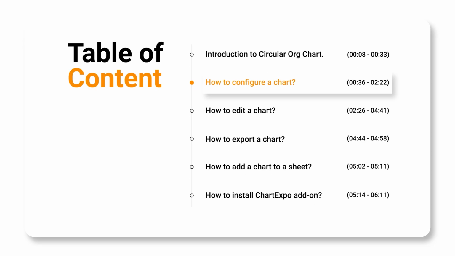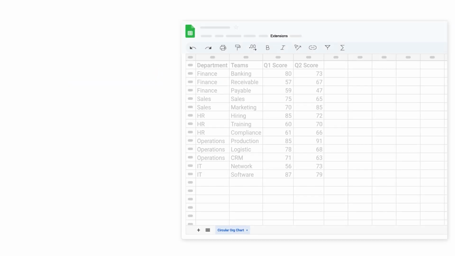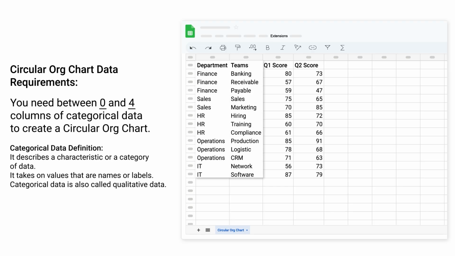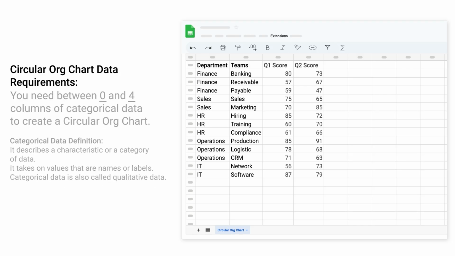How to configure a chart. Circular Organization Chart data requirements. You need between 0 and 4 columns of categorical data to create a circular organization chart. Categorical data definition. It describes a characteristic or a category of data. It takes on values that are names or labels. Categorical data is also called qualitative data.